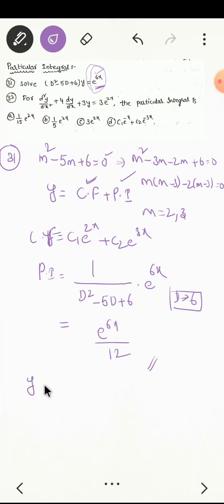So the total solution for the problem is y equal to complementary function plus particular integral. What is the complementary function? Complementary function is c1 e raised to power 2x plus c2 e raised to power 3x.